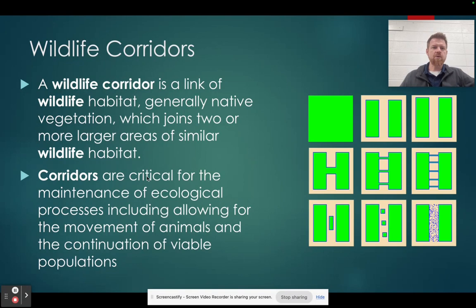But this is why it's important. It's critical for the maintenance of the ecological processes. So kind of going back to that ecosystem services value is important. I'll reread this. Corridors are critical for the maintenance of ecological processes, including allowing for the movement of animals and the continuation of viable populations.